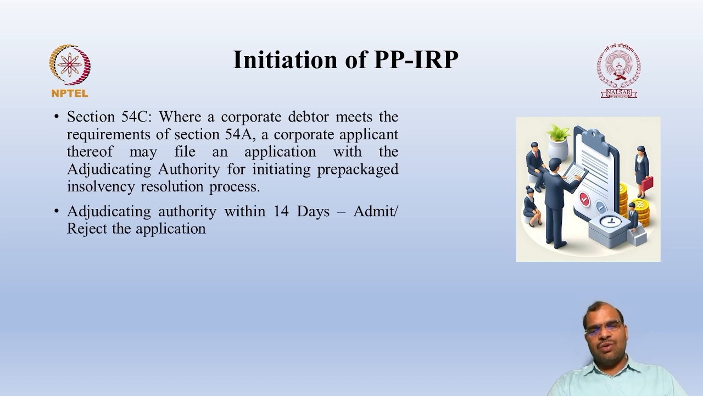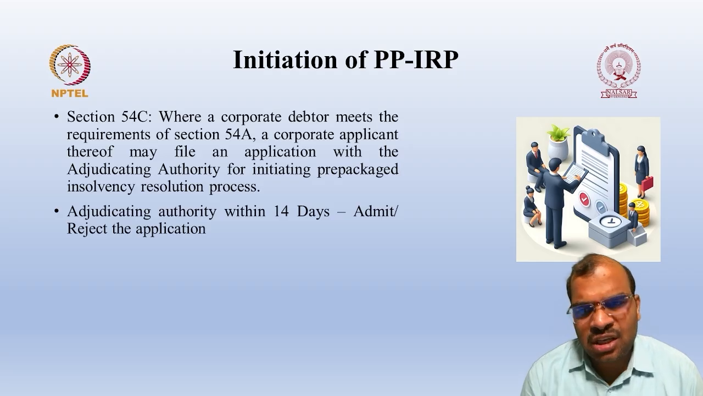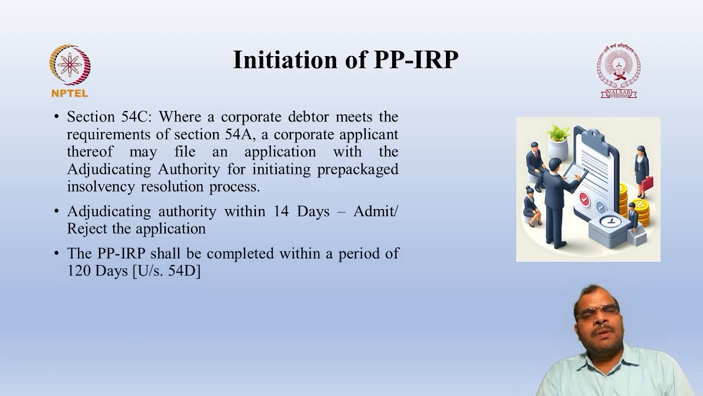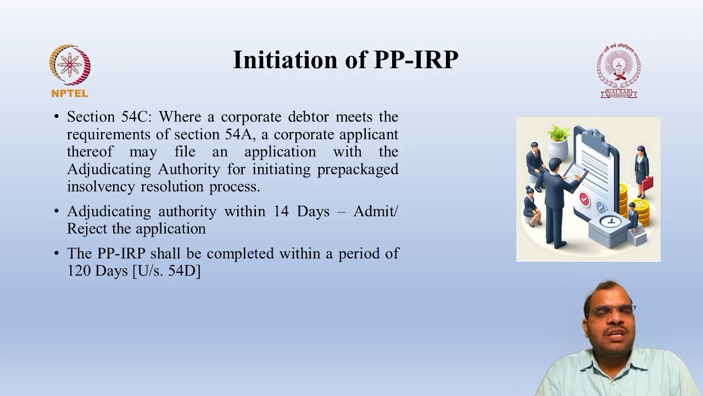If they did not follow it, in such cases he will give an opportunity to the opposite person to rectify the mistakes, and then accordingly they can submit again. Or else he can reject the application if it does not satisfy the conditions. Then the PP-IRP shall be completed within a period of 120 days.